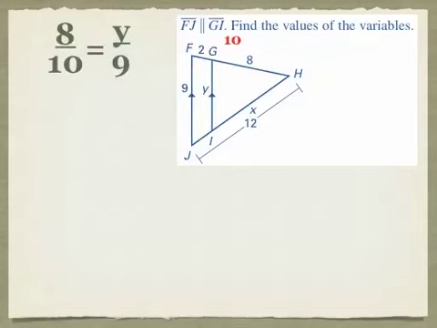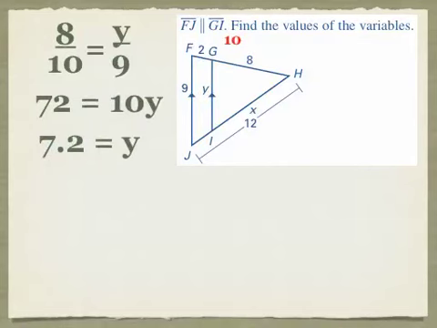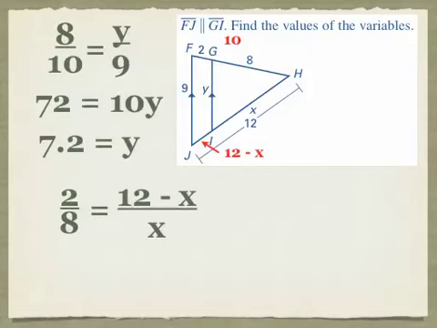I can set up a ratio and say 8 over 10 equals y over 9, which I can then cross multiply and get 72 equals 10y, and then 7.2 would equal y. Well, if 7.2 equals y, I want to find the length of HI, which is x. The length of JI would be 12 minus x. So I could set up the proportion 2 over 8 equals 12 minus x over x.